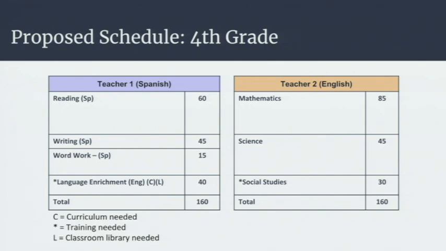To address this issue, the committee, after long research and debate, finally came to the conclusion that the language enrichment time needed to move to being taught by the Spanish teacher, beginning in fourth grade. The focus of the English language enrichment will be vocabulary and comprehension, with students participating in fiction and nonfiction book clubs. Putting all language arts instruction with one teacher will enable staff to monitor the transference of comprehension skills from one language to another, as they possess the most integrated knowledge of the language arts curriculum.